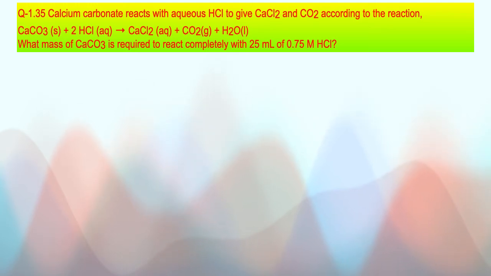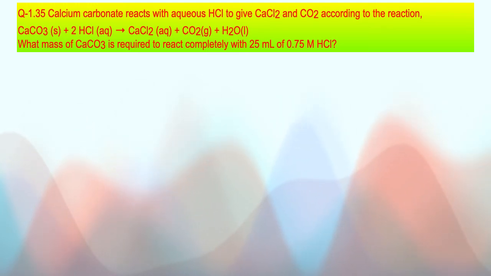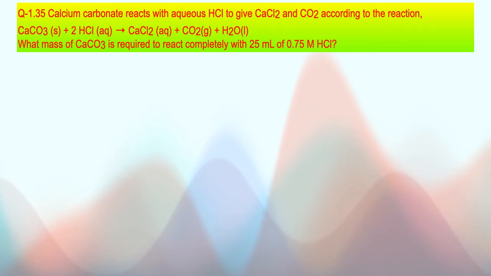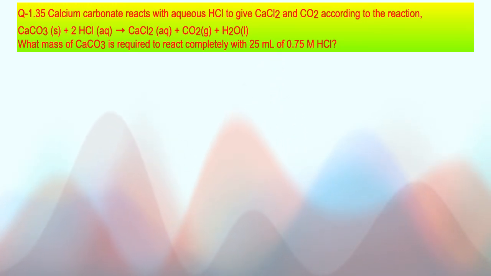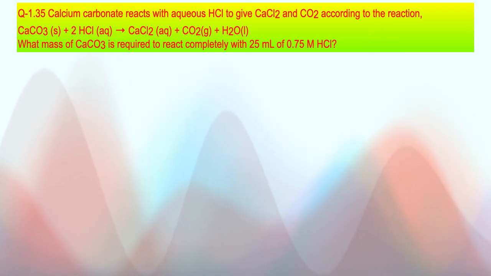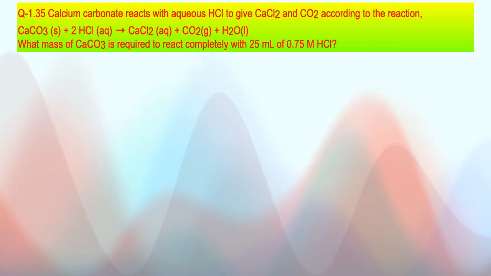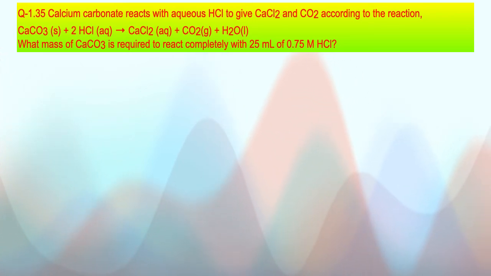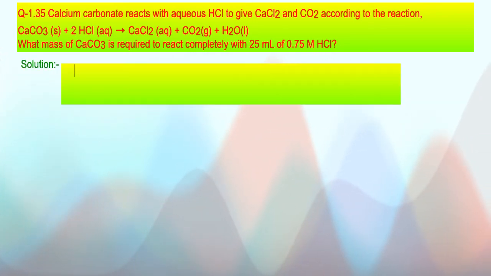Next numerical is a very simple one based on the stoichiometry calculation. Calcium carbonate reacts with aqueous HCl to give CaCl2 and CO2 according to the equation. We have the equation CaCO3 plus 2HCl changing into CaCl2, CO2 plus H2O. This is numerical number 1.35 of the NCERT book. What mass of CaCO3 is required to react completely with 25 ml of 0.75 molar HCl? Now let's solve this numerical.